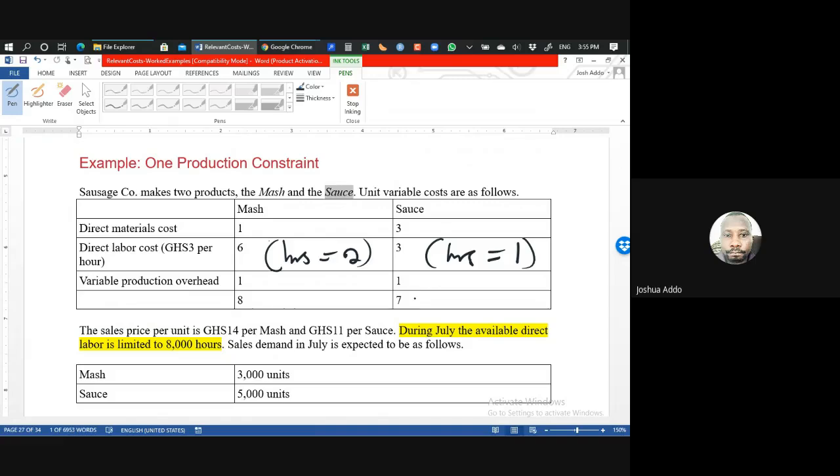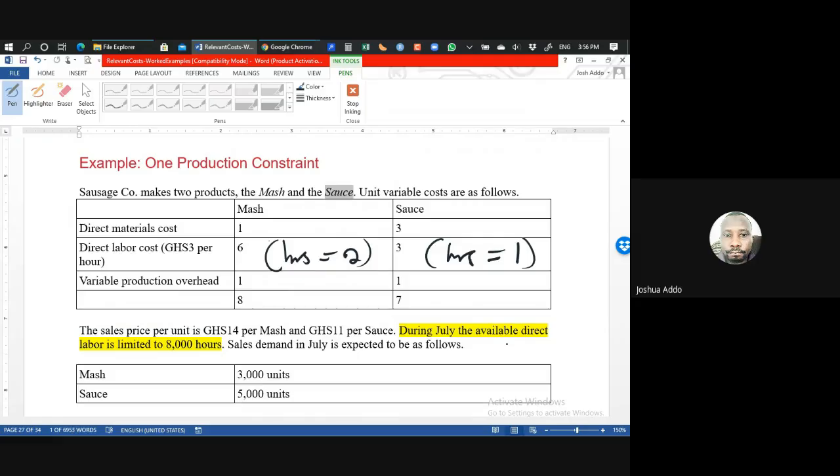During July, so that yellow colored information is giving us a sense of the limiting factor. During July, the available direct labor is limited to 8,000 hours. So available direct labor hours is 8,000 labor hours. This is all that we have. Whether the demand for the period July will require more than 8,000 or less than 8,000, what we have there is 8,000.